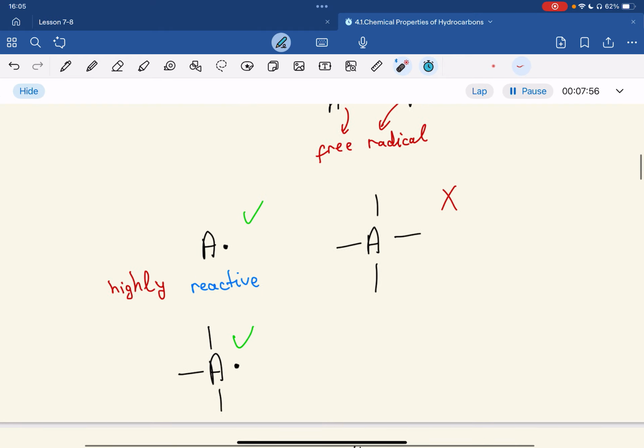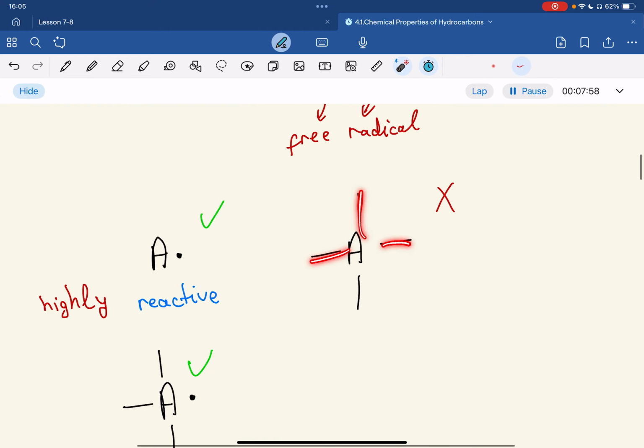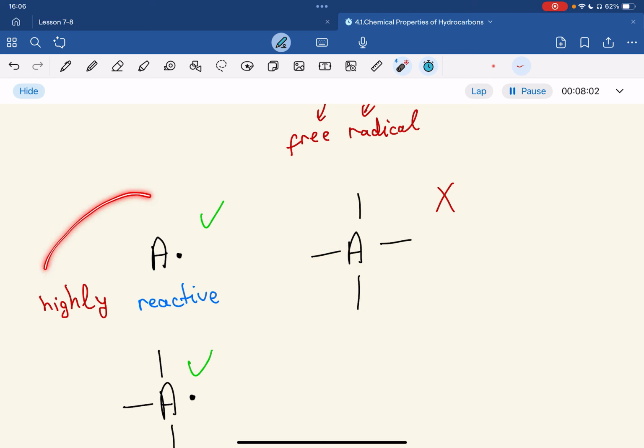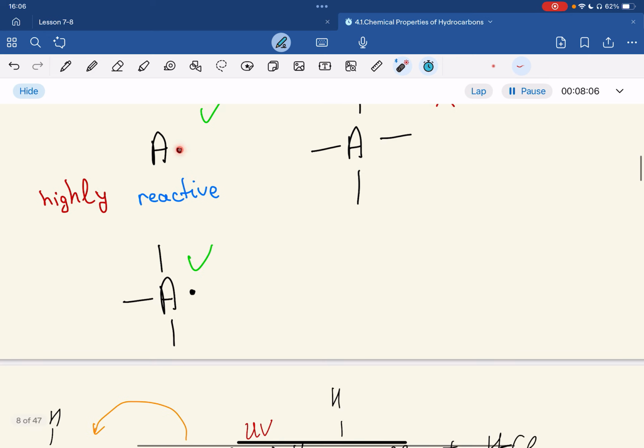Let me quickly discuss this one. This one is not a free radical because it doesn't have any lone electron. This one is considered a radical because we can see one. Also, this one is a radical because we see one electron here.